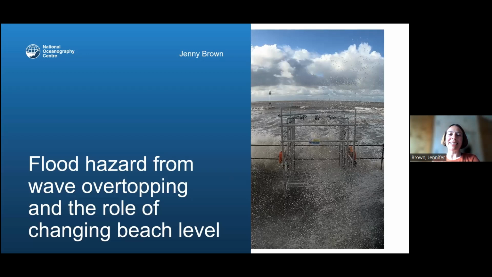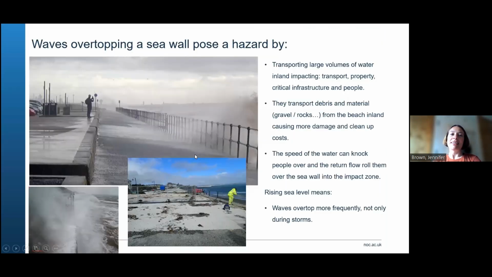So I'm going to be chatting through some of the new technology that we've been developing at the National Oceanography Centre. I'm in the coastal processes group, and I'm interested in collecting new data about wave overtopping hazard, but also understanding all of the processes that can change that hazard. So waves overtopping a seawall can pose hazard by the water that comes over the wall, but also the debris that's within those waves.